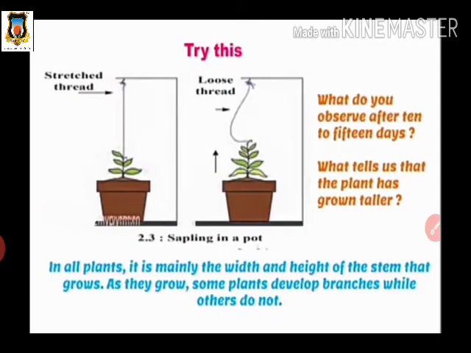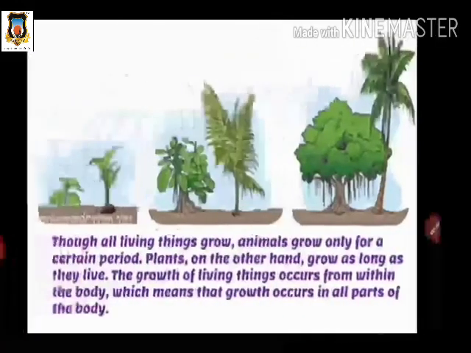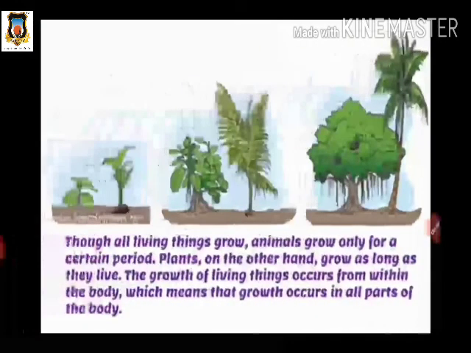So in this activity we see how the plant is tied using a thread, and after 10 to 15 days what happened? The stretched thread became loose. This observation shows that the plant also grows. It is mainly the width and height of the stem that grow. And also in some plants, branches develop. So in this way we see the growth of plants.